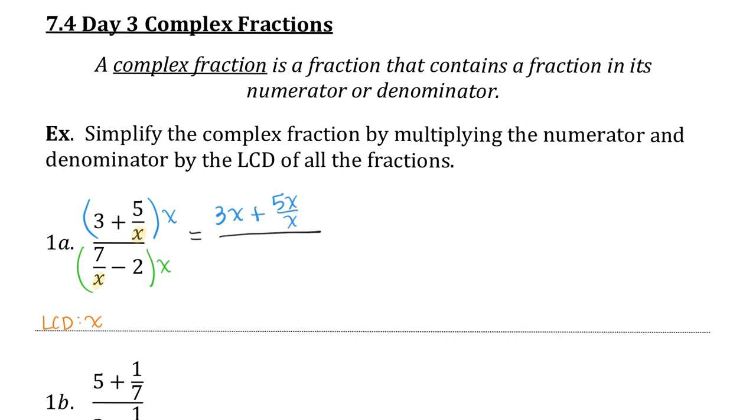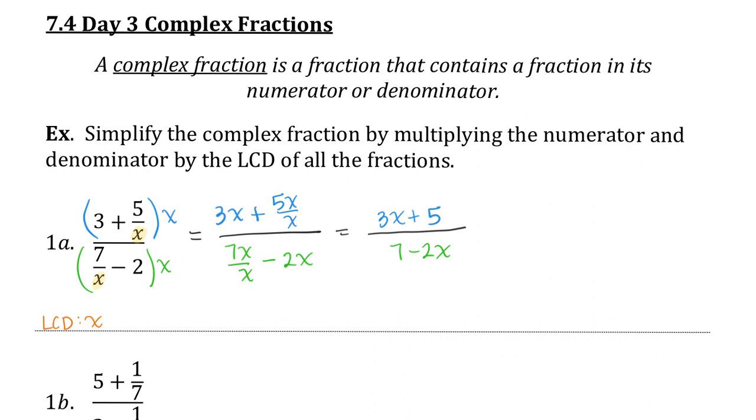I'm going to do the same on the bottom. I'm going to distribute the x. I'm going to get 7x over x, minus, and then I'm going to do 2 times x, and I got 2x. Now if you're looking at this and going, isn't 5x over x just 5? I'm going to agree with you. So I'm going to bring over the 3x plus. If I have 5x over x, the x's just cancel out, and so I'm going to get 5. On the denominator, if I have 7x over x, the x's just cancel out. So I get 7 minus 2x, which means there's no longer a fraction on my fraction, which makes this a better answer.